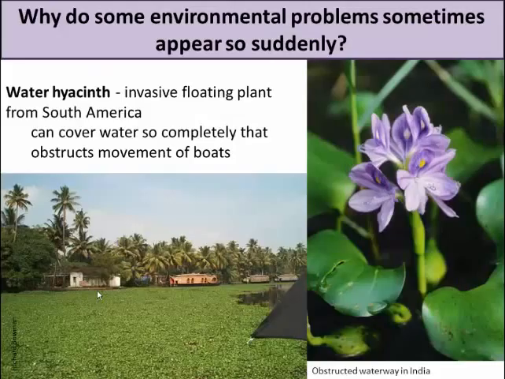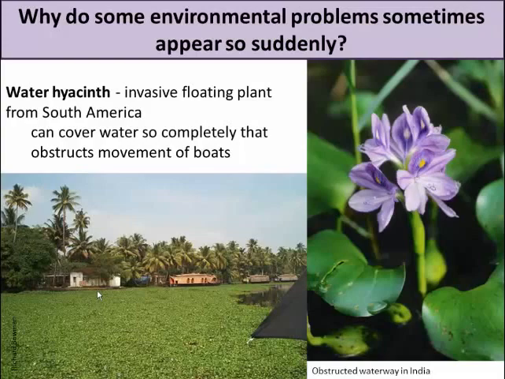Let's move on. So why do some environmental problems sometimes appear so suddenly? We're back to our water hyacinth example. Water hyacinth is a floating plant. It's invasive. It originally came from South America, and now it's pretty much around the world. It can be very pretty, but it covers water so completely that it obstructs the movement of boats. Not only that, but it prevents sunlight from hitting the water, and so prevents photosynthesis. You have a breakdown in the food chain.